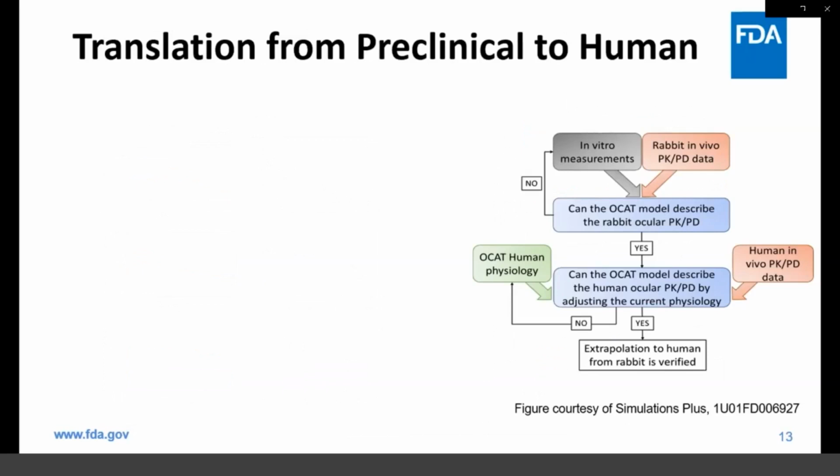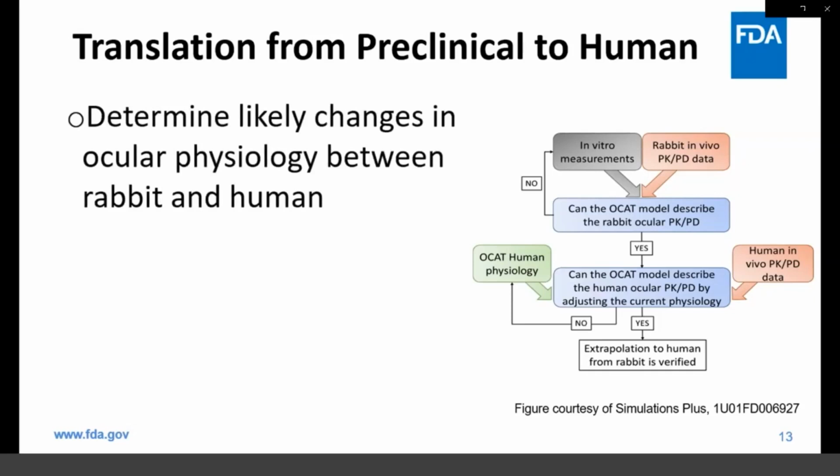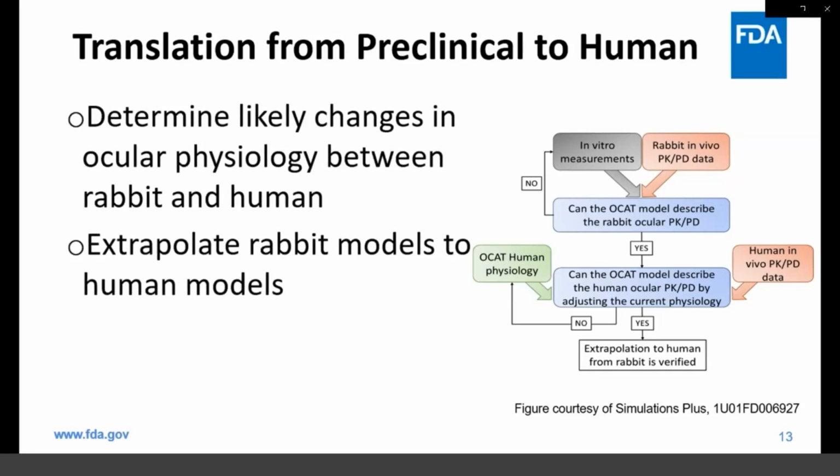In terms of the extrapolation of preclinical model to human, there is also another ongoing external research grant awarded to Simulations Plus. The main focus of this project is to develop and validate PBPK-PD modeling strategy to support translation from preclinical species to human for ophthalmic drug products by determining likely physiological differences between rabbit and human, mechanistically extrapolating rabbit models to human models, and then validating the extrapolated human models and ultimately improving the human model prediction.